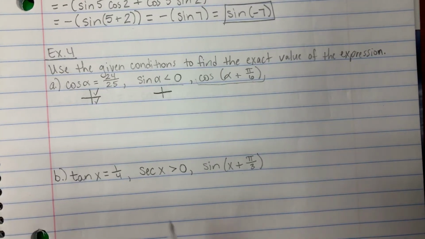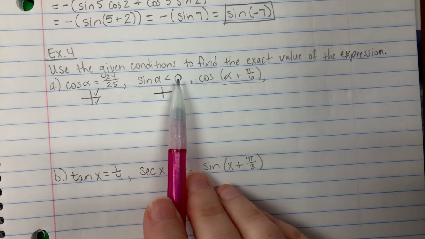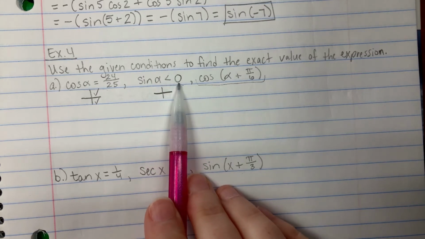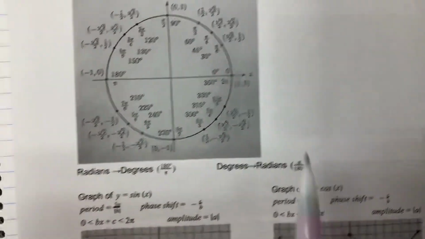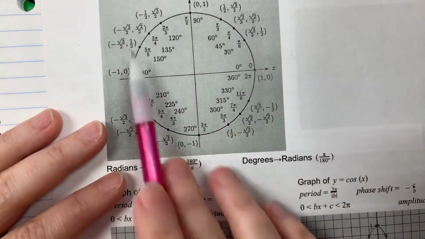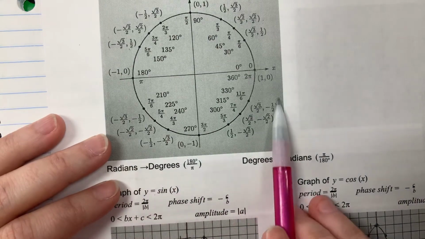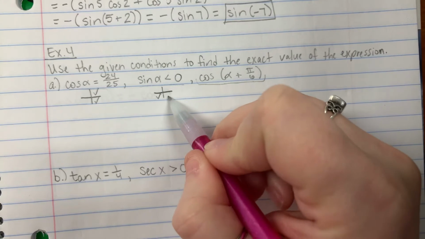Okay, this one is telling me that my sine of alpha is negative. It is less than 0. So where is sine negative? So let's look at this. Sine is your y values, right? Where are your y values negative? Down here and down here. So quadrants 3 and 4. So that means right here and right here.